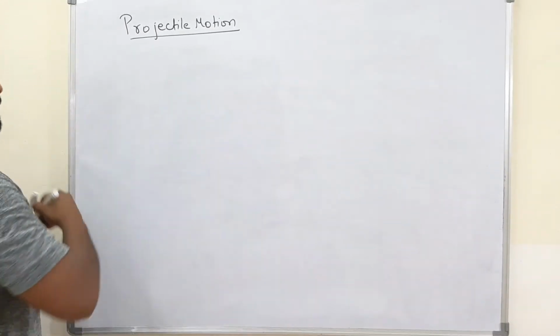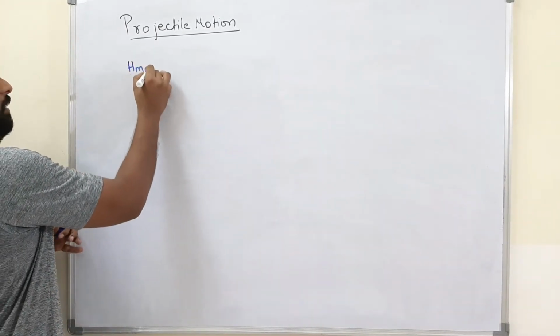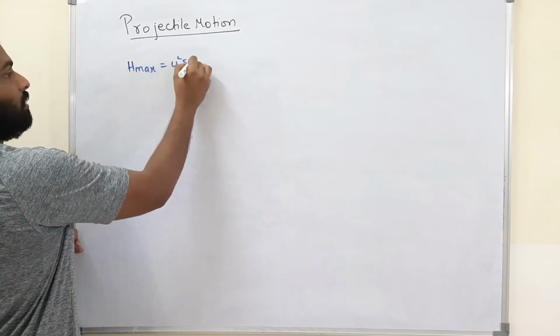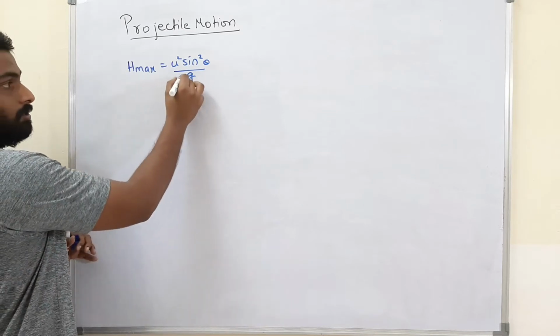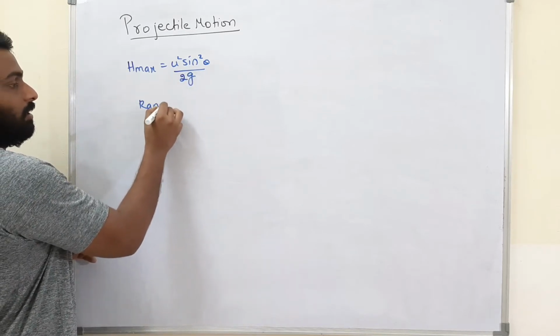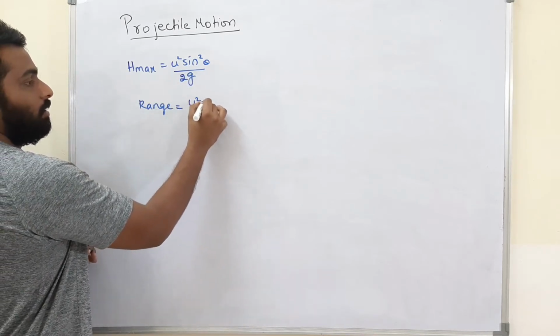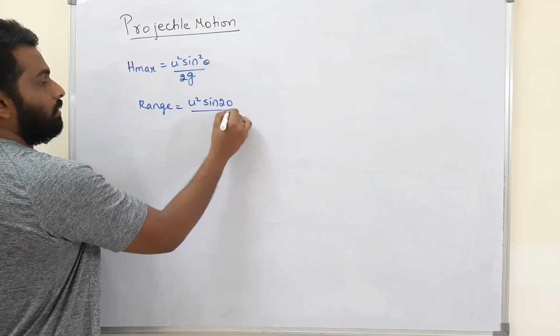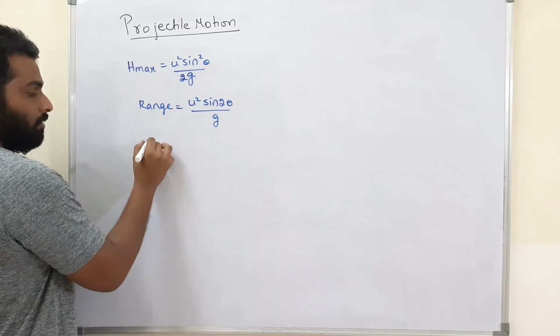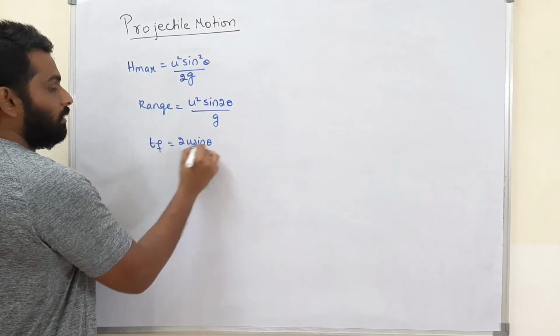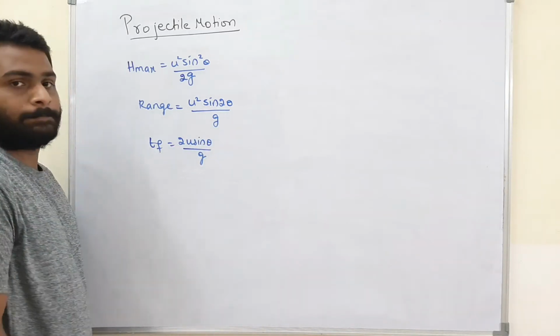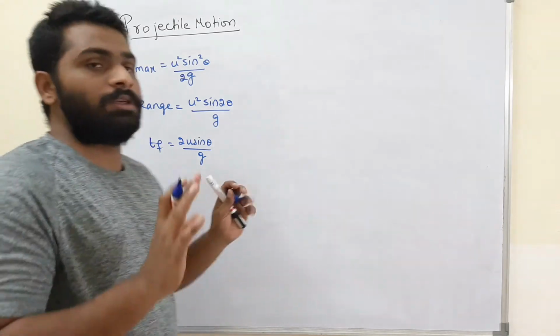Now what is the maximum height? The maximum height is u square sin square theta by 2g. Now what is the range? The range is u square sin 2 theta by g. Now what is the time of flight? The time of flight is 2u sin theta by g. Those are the things we got.